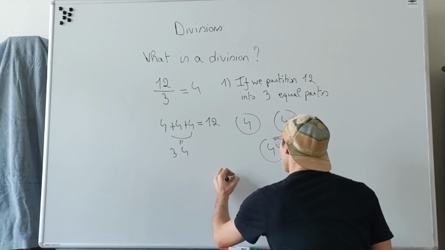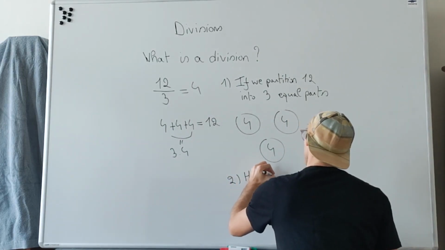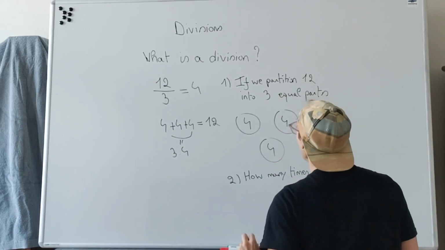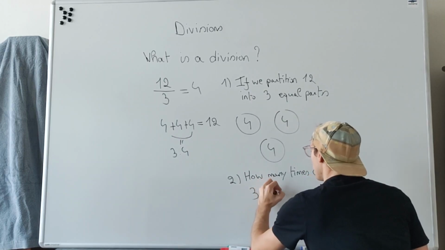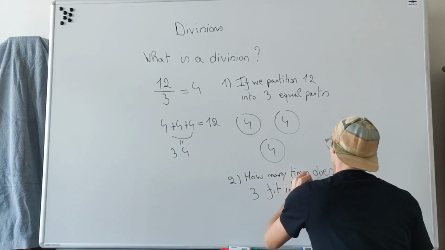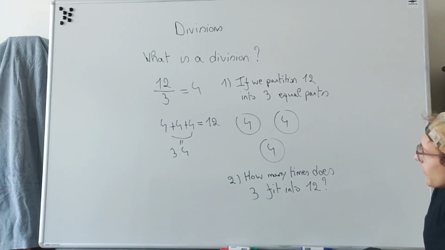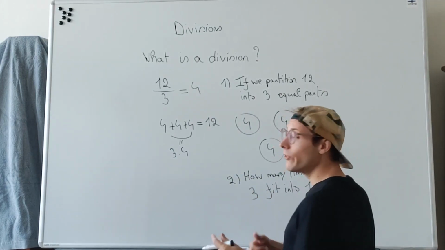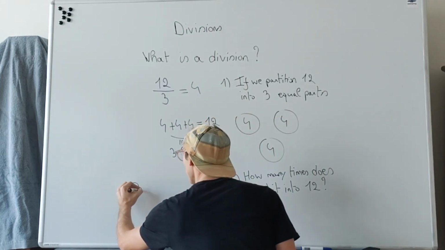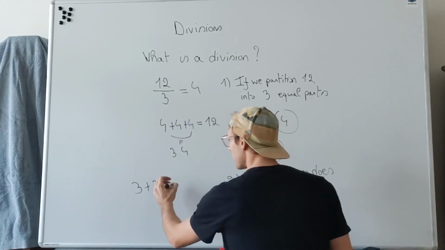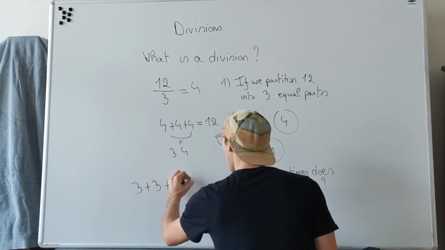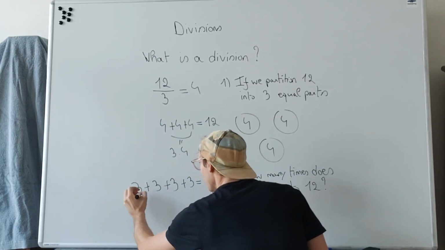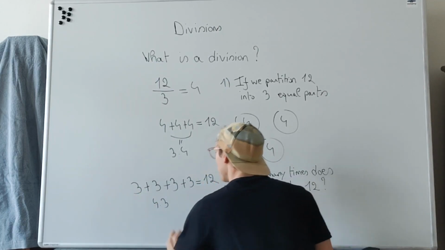Another way is how many times does 3 fit into 12? So to answer this question, we're going to just start adding 3 to itself until we reach 12. We can start with 3 plus 3, then we're at 6. We can add another 3, then we're at 9. If we add another 3, then we are at 12. And of course, this is just saying that we're doing 4 times 3.